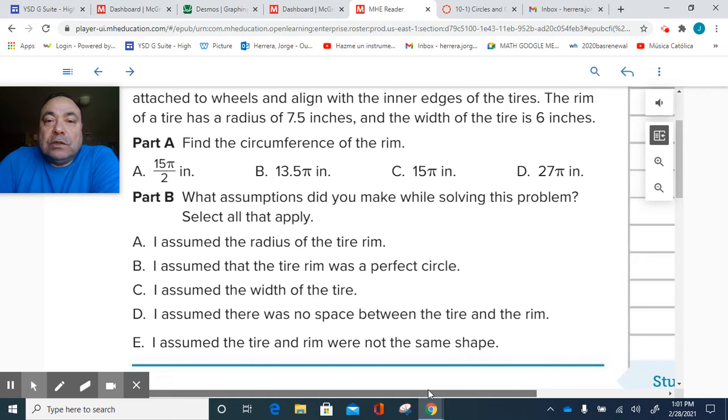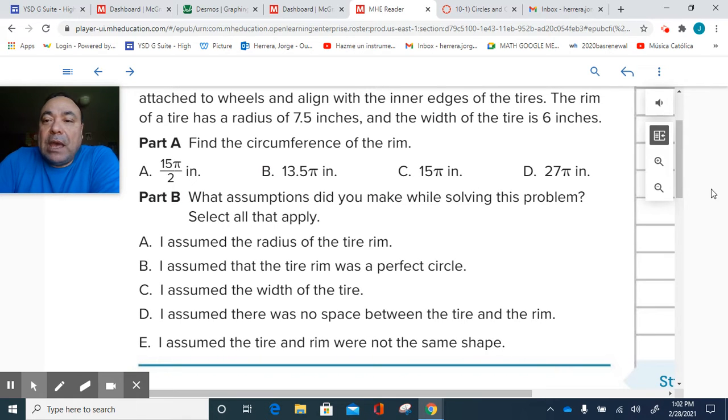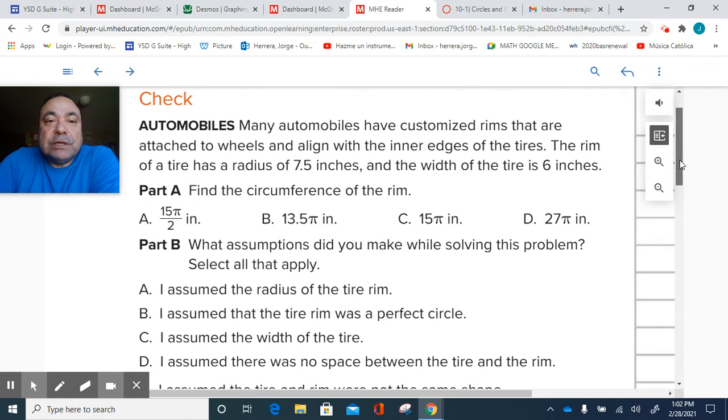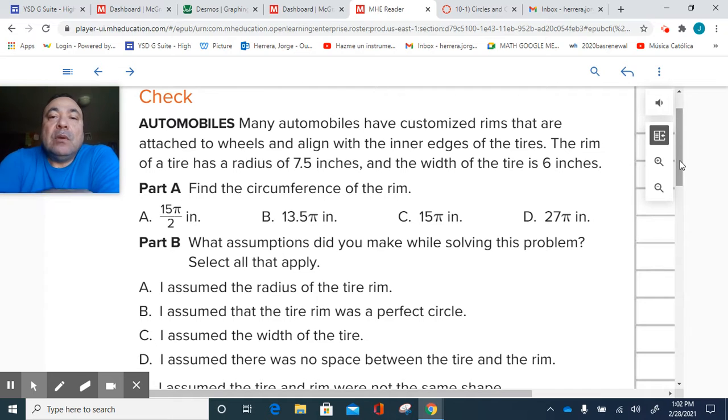So we have a problem, guys, in which we have tires and rims together. And they're saying here, guys, what if we have a situation in which we have the rim of a tire, which has a radius of 7.5 inches, and the width of the tire is 6 inches. And we're assuming there's almost no space between them, so they're together.